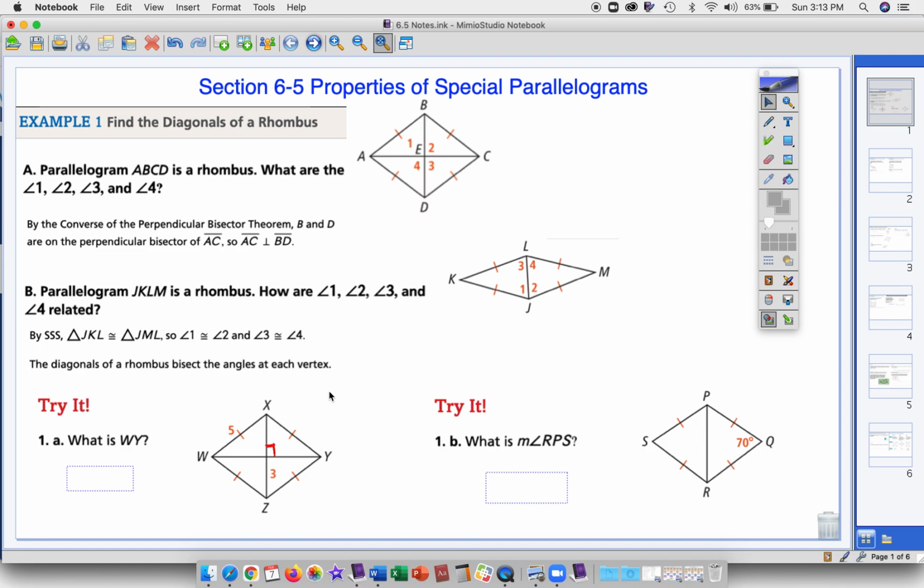Okay, let's see how you did. So hopefully for WY, you got a length of 8. And for the measure of angle RPS, hopefully you got 55 degrees. We know the three angles in the triangle have to add up to 180. If we take 70 away, we're left with 110. And each of these angles are the same, and they're the same on both sides of the diagonal. So RPS is 55.